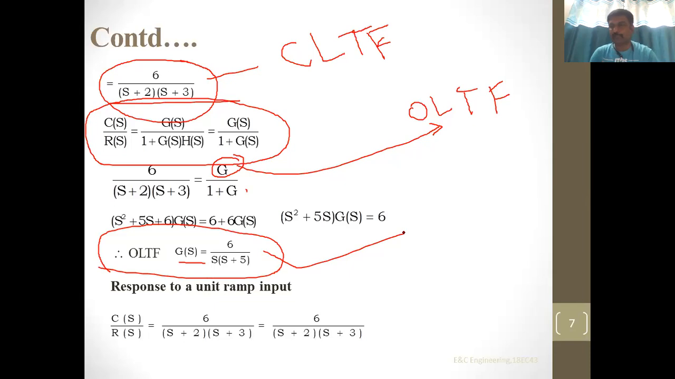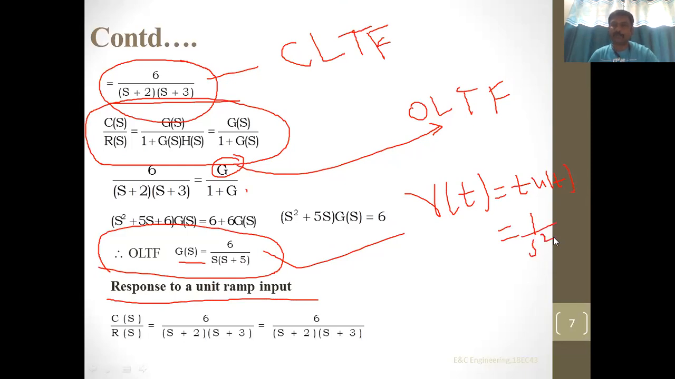Is it okay? Now closed loop transfer function is available and also open loop transfer function is available. Is it fine? Next I shall find the response or output to unit ramp input. Now as you are aware, R of t for unit ramp input is equal to t into u of t. And the Laplace is 1 divided by s square.